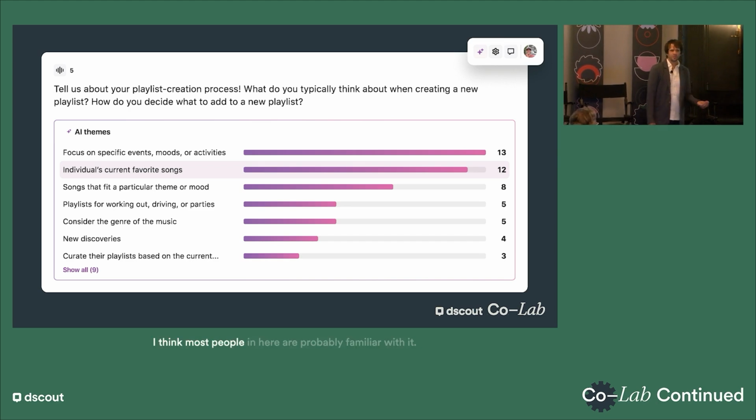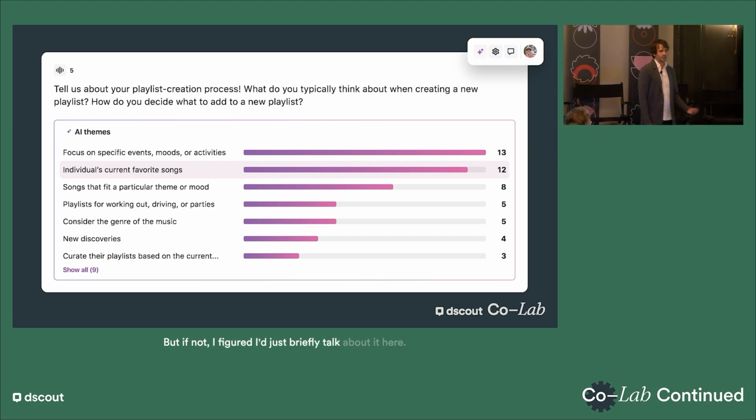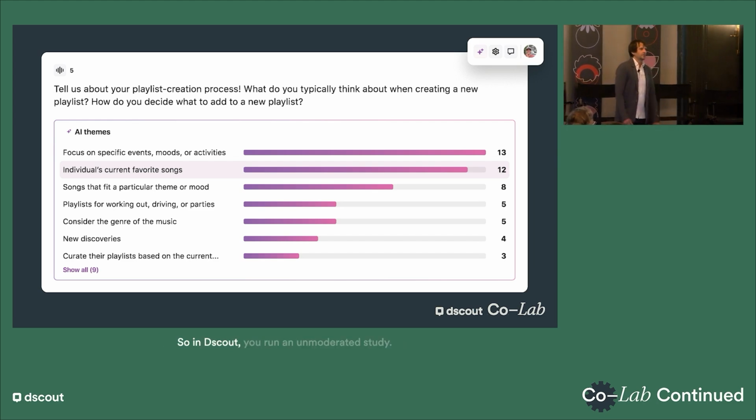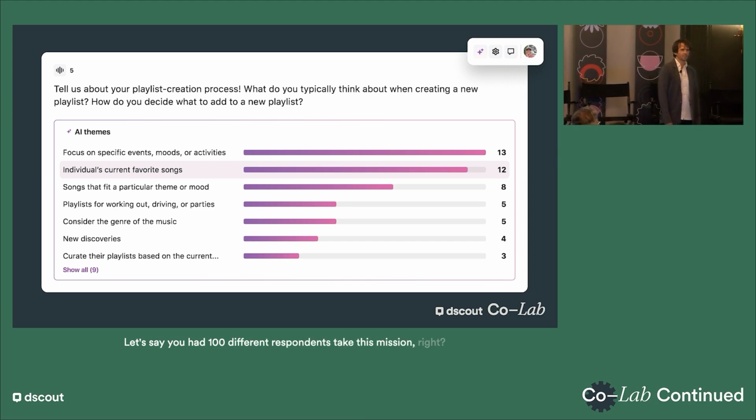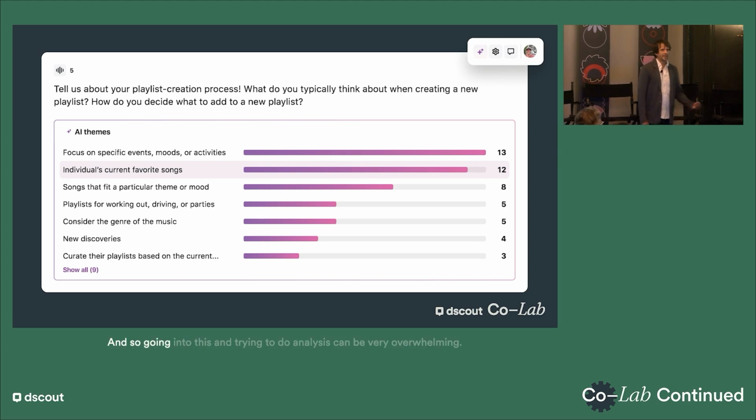I think most people in here are probably familiar with it, but if not, I figured I'd just briefly talk about it here. So in Dscout, you run an unmoderated study. You might have 20, 30 questions in your study. Some are open-end, some are screen share. There might be 5-minute videos in there. Let's say you had 100 different respondents take this mission, right? And so going into this and trying to do analysis can be very overwhelming.